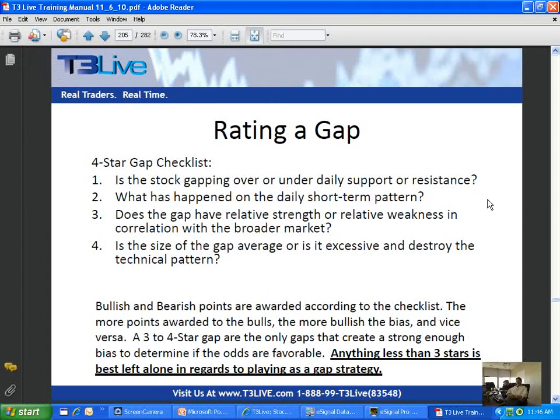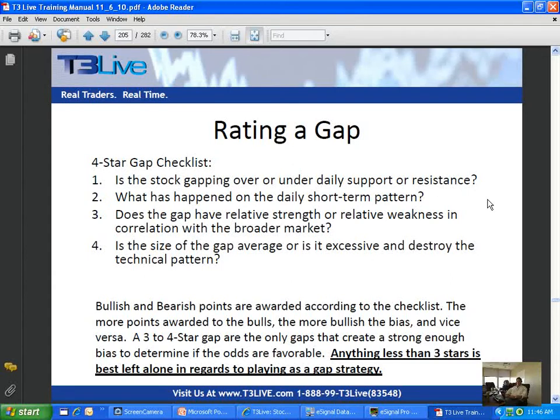Is the size of the gap average, or is it excessive? Okay. Is the size of the gap average, or is it excessive and destroys the technical pattern? Meaning, does it completely change the trend of the stock? You have a stock that's in a nice uptrend, above all its moving averages. Now it comes in one day and it's gapped down significantly below both its 8 and its 21. That changes the landscape of that uptrend.